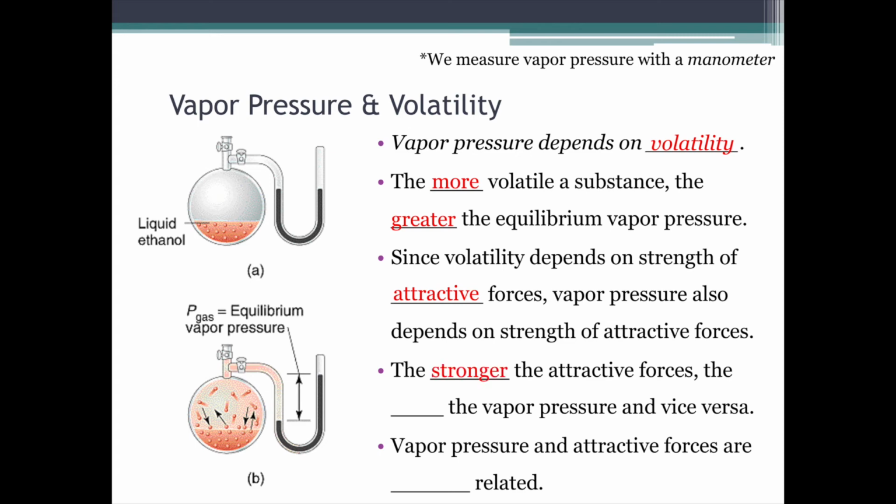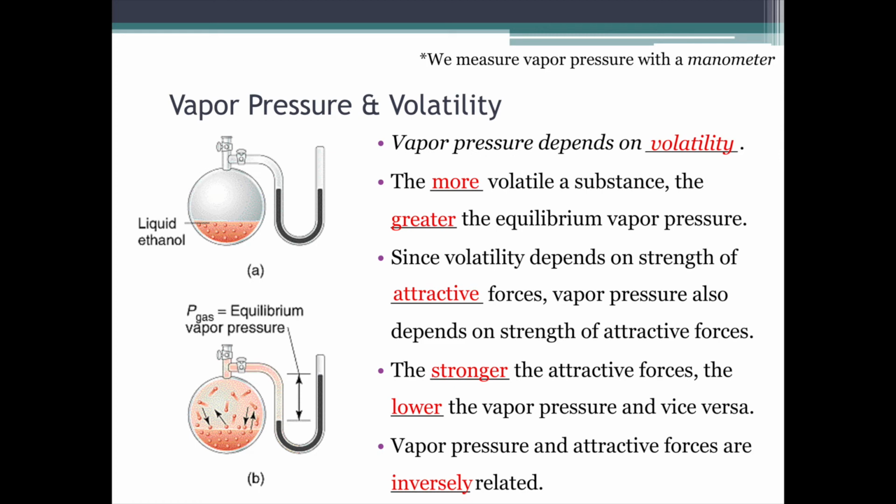So the stronger the attractive forces, right? The stronger the attractive forces, the less volatile I am, which means I have fewer gas molecules. So strong attractive forces means lower vapor pressure, right? Less molecules colliding with the walls will lower the pressure. So vapor pressure and attractive forces are inversely related.